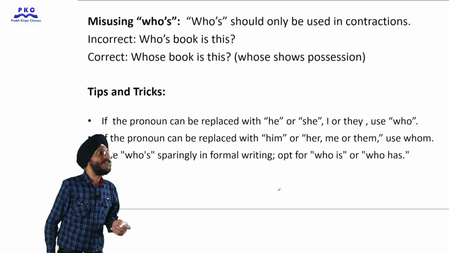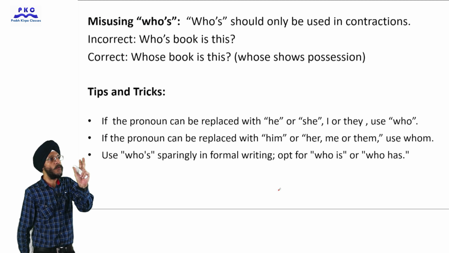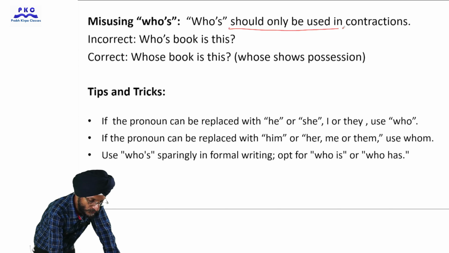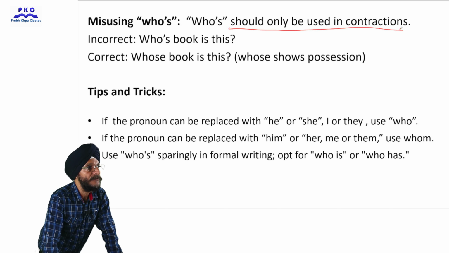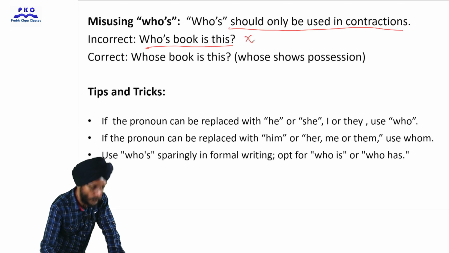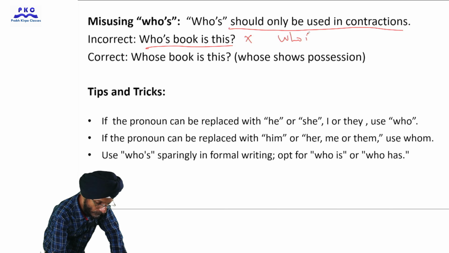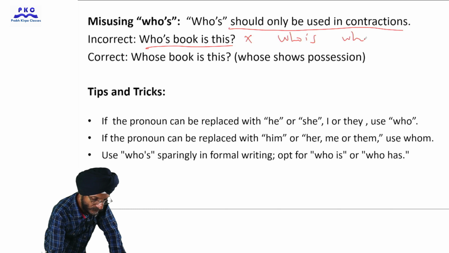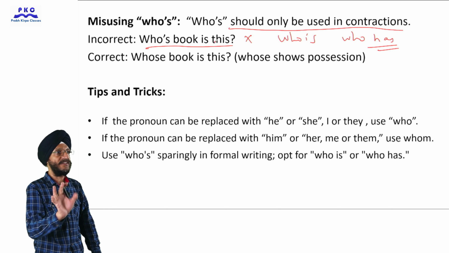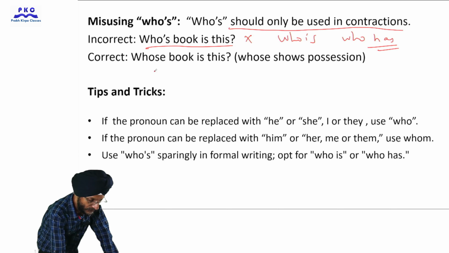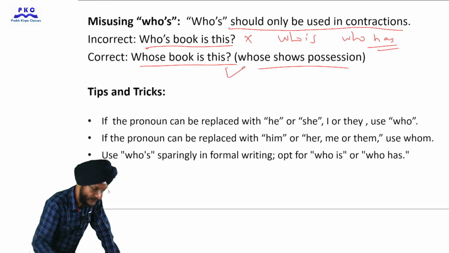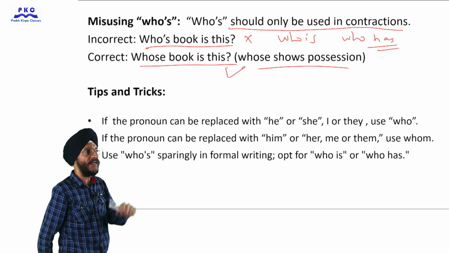Next, misusing the contraction who apostrophe s. Who apostrophe s should only be used as a contraction. "Who's book is this?" is wrong, because it will mean "who is book is this" or "who has book is this". It does not make any sense. So, whose book is this? Whose shows possession. So this is the correct sentence: Whose book is this?